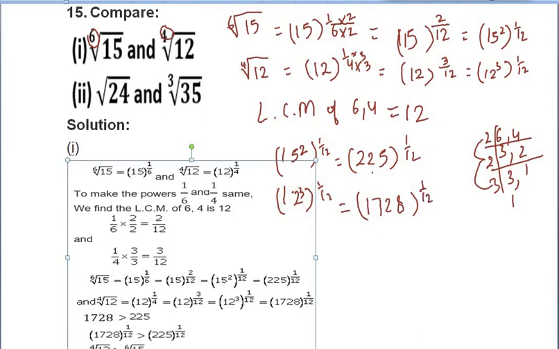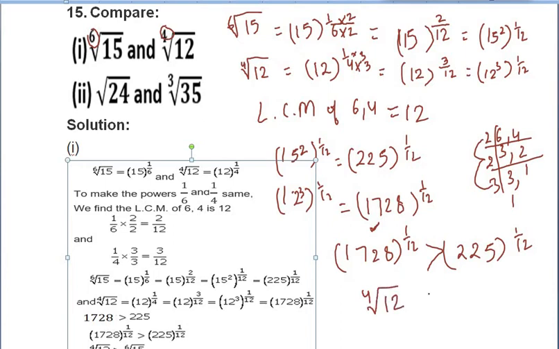Now we can compare among these two, which one is greater. This down one is greater, means 1728 to the power 1 by 12 is greater in compared to 225 to the power 1 by 12. Now what is the original number of this one? Original number of this one is 4th root of 12, and original number of this one is 6th root of 15. So this is the answer.